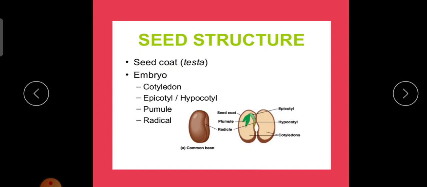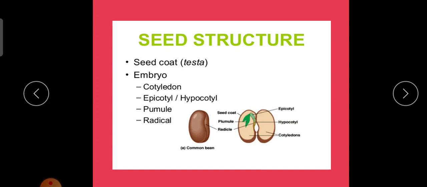Embryo consists of cotyledons. What are cotyledons? Cotyledons are the small seed leaves. When a seed starts germination, small seed leaves arise from the seed. These seed leaves are known as cotyledons. If any seed, when it germinates, has only a single seed leaf at the time of germination, that seed or plant is known as a monocotyledonous plant. If any seed has two seed leaves like this, then that seed is known as dicot, meaning having two cotyledons.